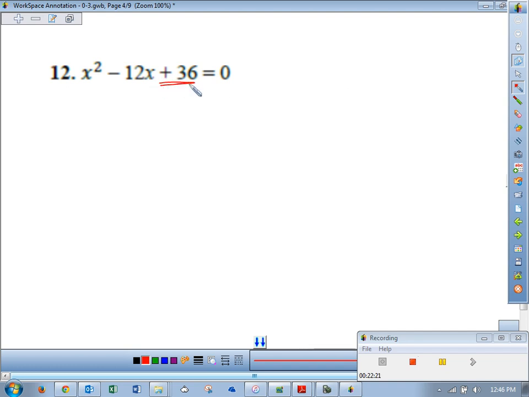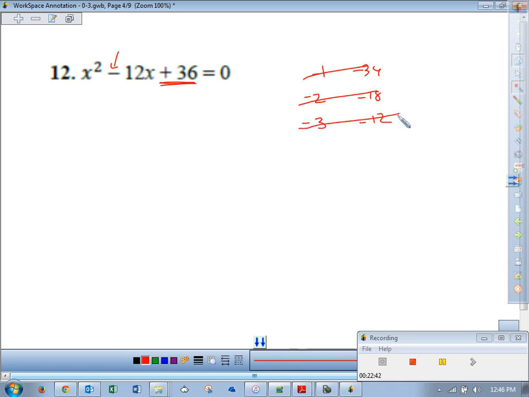Both negative. Since he's positive, same sign. Whatever he is trumps. So 1 and 36 is where I'd start, but they both have to be negative. Do those work? Do they add together to be negative 12? Nope. Negative 2 and negative 18, do those add together to be negative 12? Negative 3 and negative 12, do those add together to be negative 12? Negative 4 and negative 9, do those add together to be negative 12?